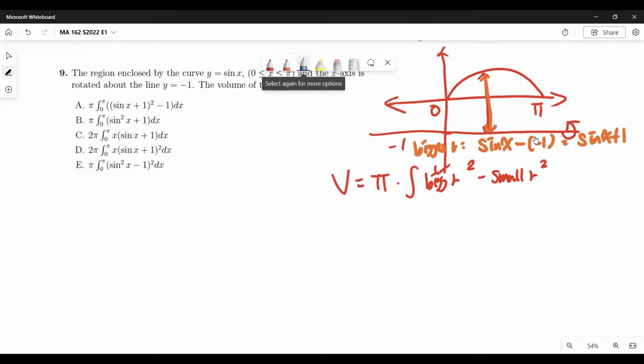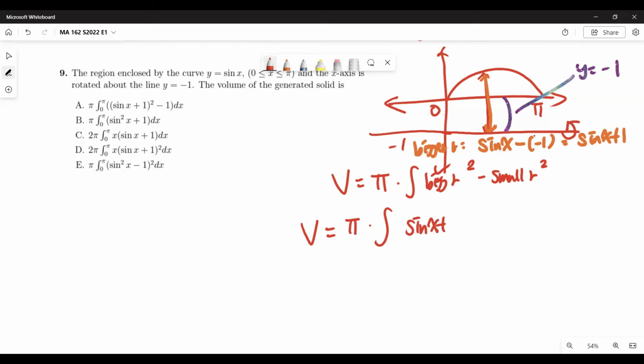And the smaller radius is this line, right? Which is y equals negative 1. So if you write the equation, volume is equal to pi times bigger radius squared, so (sine x plus 1) squared, minus smaller radius squared, (negative 1) squared is the same as 1, so just 1. This entire thing integrated from 0 to pi, dx. So if you want to find the option, which is just A, there you go.